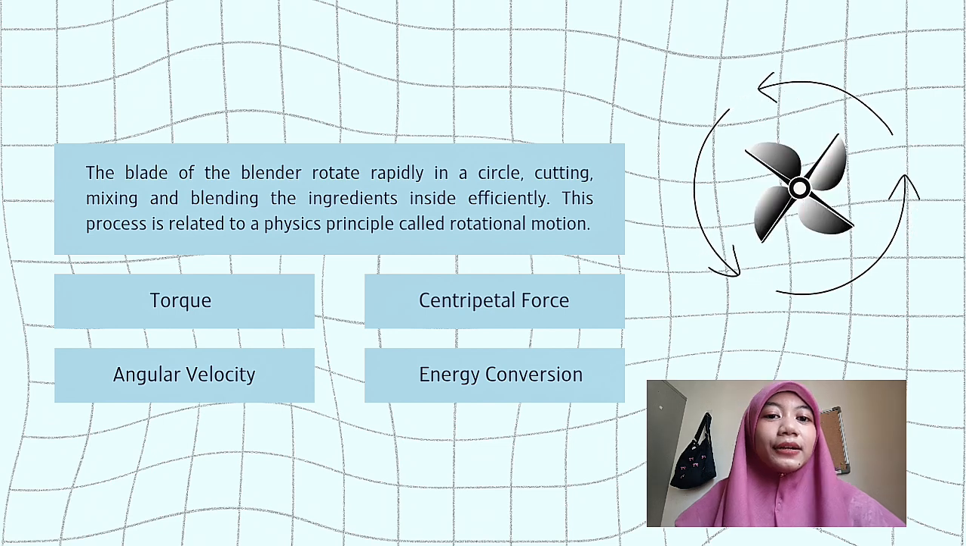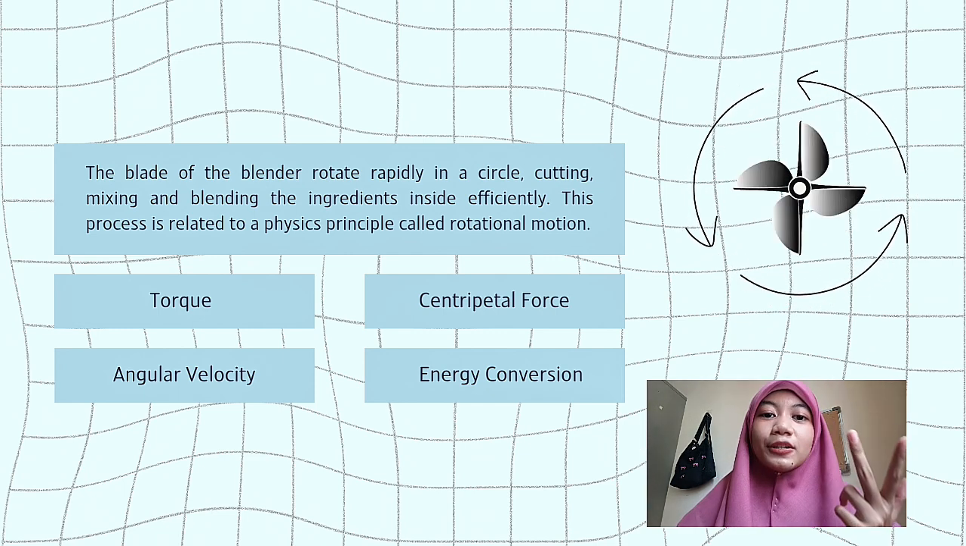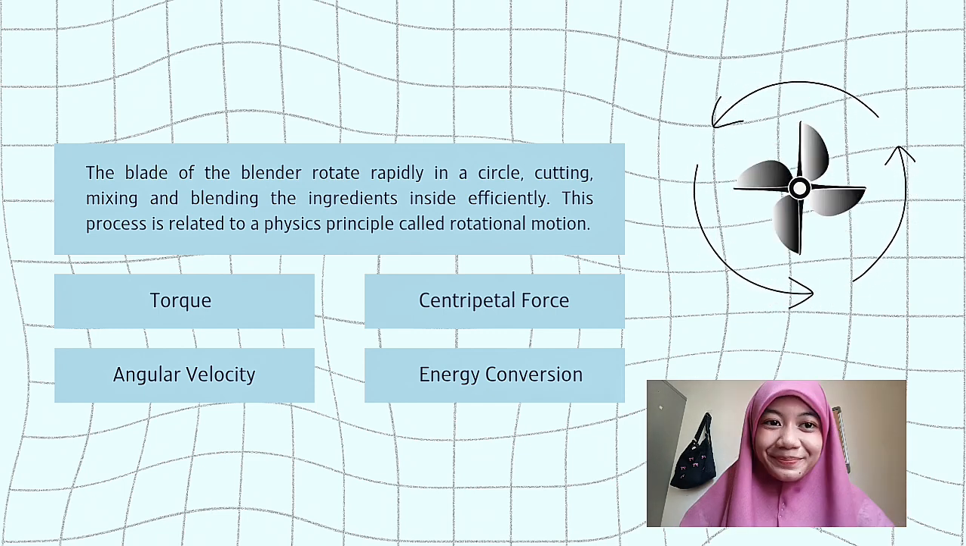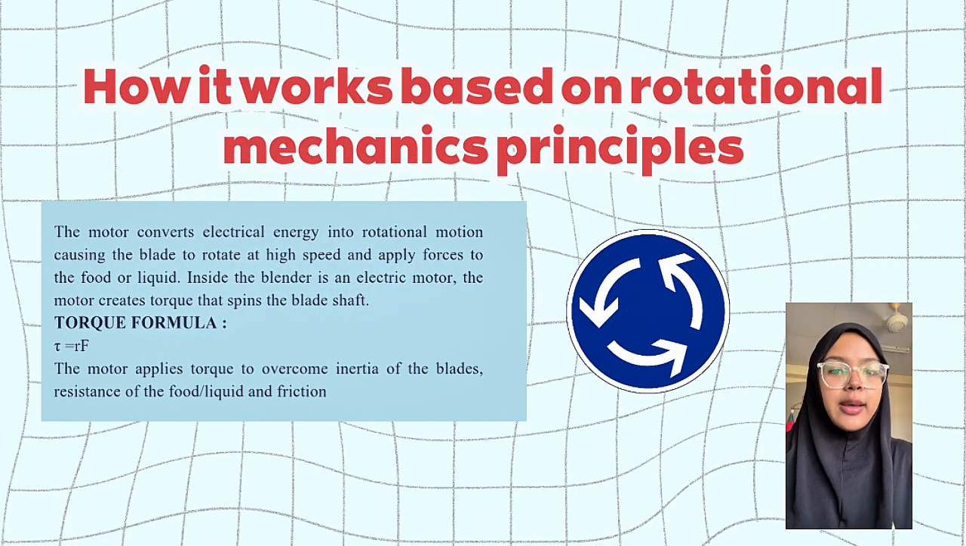However, there are also some other physics principles that are involved in a blender besides rotational motion. For example, torque, angular velocity, centripetal force, and energy conversion. It works based on rotational mechanics principle.